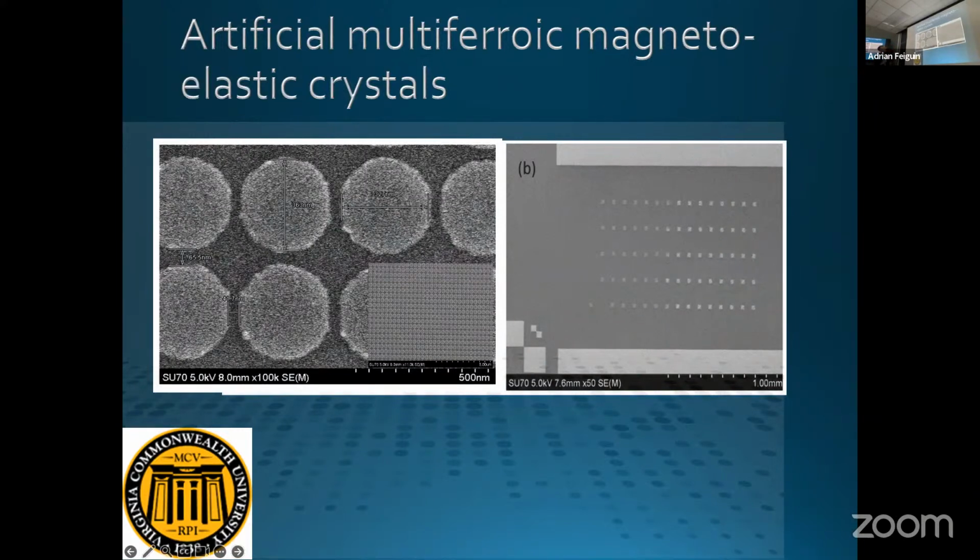So this is a two-phase multiferroic. It has a magnetostrictive phase and a piezoelectric phase. That's why we call it multiferroic. It's not a multiferroic material as such. It's just a two-phase multiferroic. And it works much better than a multiferroic material.